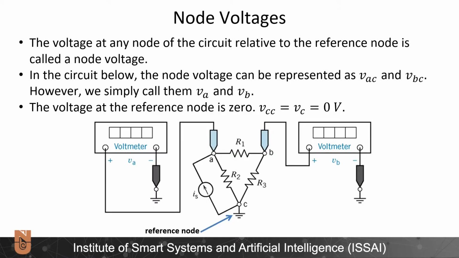The voltage at any node of the circuit relative to the reference node is called a node voltage. Please remember, we can only define a voltage as a potential between two nodes. But once we start defining the voltages with respect to the reference node, we no longer need to write VAC or VBC. We simply write VA and VB. This means that the voltages are all referenced to the reference node. The voltage at the reference node then will be 0 volts.